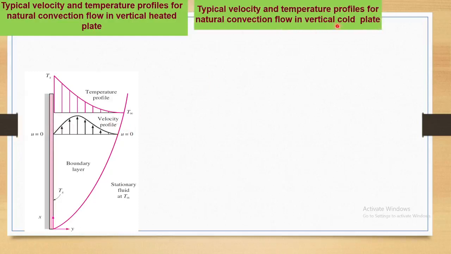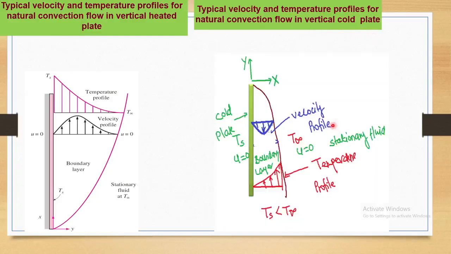Similarly, typical velocity and temperature profiles for natural convection flow in a vertical cold plate. Now let us consider a cold plate is exposed to the heated fluid. Now the temperature of the heated particle in close contact with the cold plate will be equal to the temperature of the cold surface because of the no temperature jump condition. Similarly, the velocity of this heated particle will be equal to zero at the plate surface and at the boundary layer.